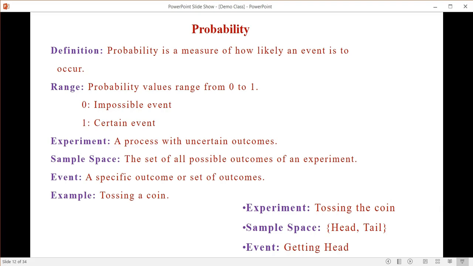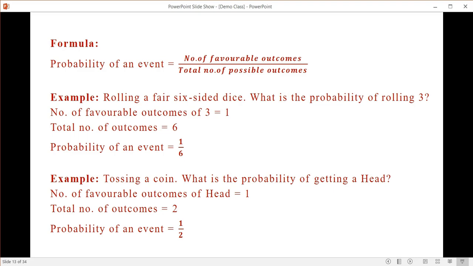tossing a coin. So an event means the chance to occur. When we toss a coin, we are going to get the head value. That is the event. So this is called the probability. This is a simple probability concept. When we know this concept, we can answer the probability questions. So how can we find the probability of a particular event? The number of favorable outcomes divided by the total number of possible outcomes. This is the formula used for finding the probability of an event.